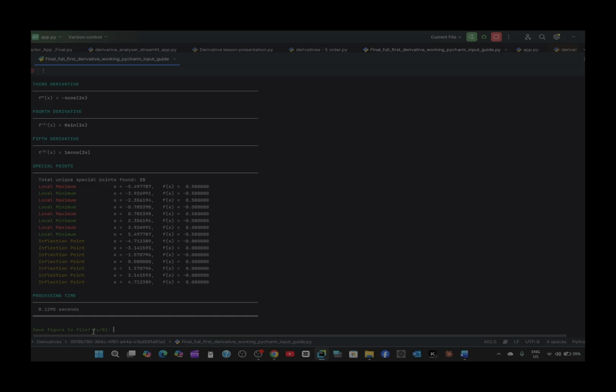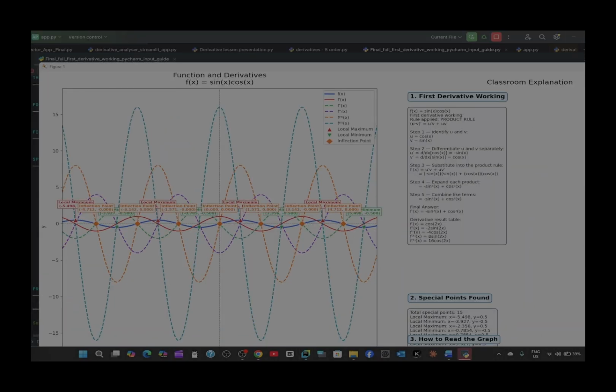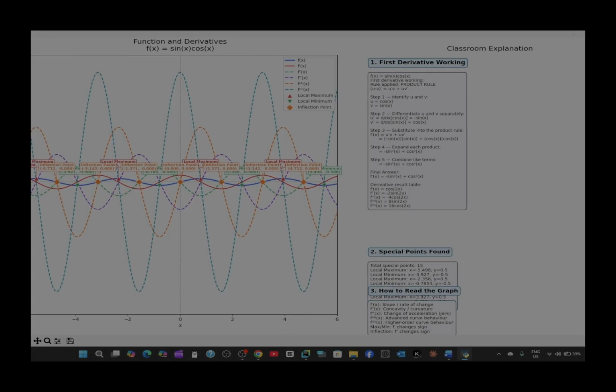0.1295 seconds. We can save the figure into a file. When I designed this, I designed it so that if you want to save into your file to keep the record, you can. If you don't want to, you say no, and it just saves it in the computer for you. Look at here, so amazing. This is the outcome. The function f(x) equals sine x times cos x is drawn for you. It shows f(x), the first derivative, second, third, fourth, and fifth. And these are all the local maximum and inflection points already provided to you for the function. They tell you all the points.